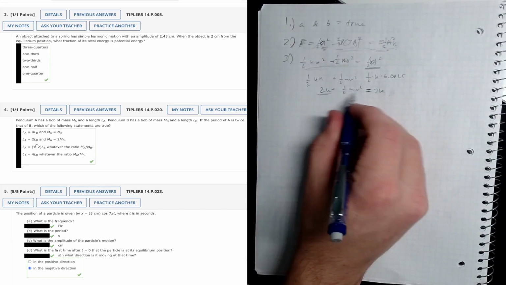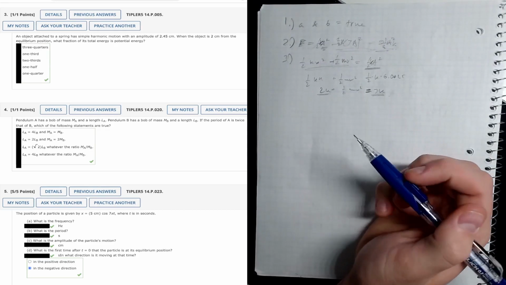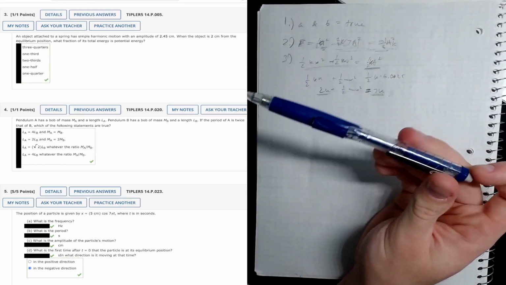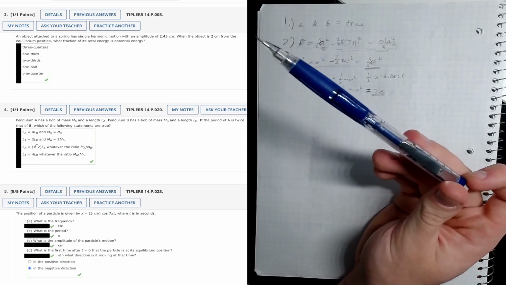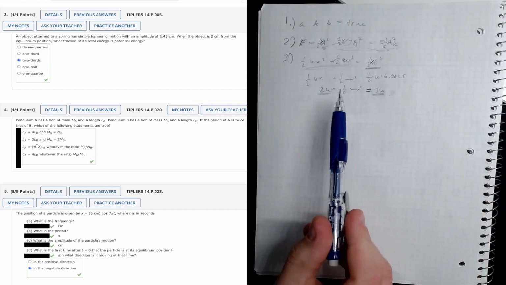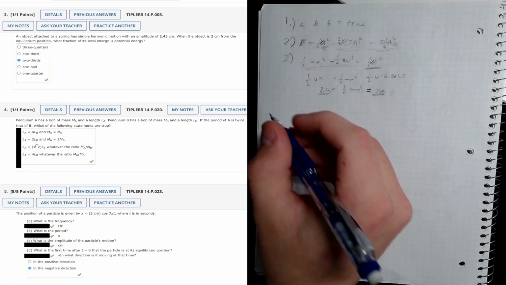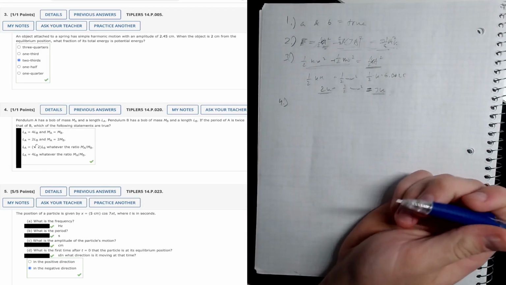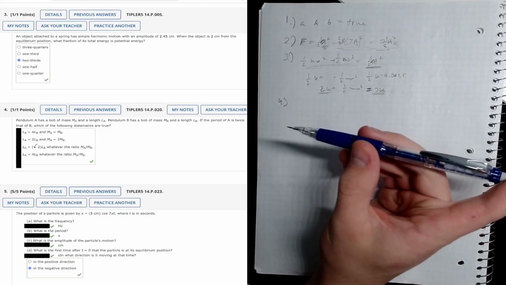So since this is 2/3 of that, that means that, how do you say it, the potential energy is going to be 2/3 of the whole thing. If that makes sense. Just because that's 2/3 of that. That's because one of them is 2/3 of the total. So, all right, now guys, on to problem number 4.